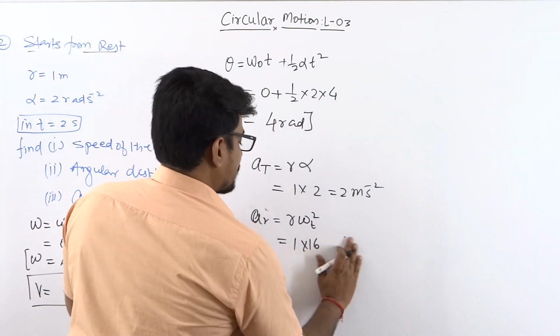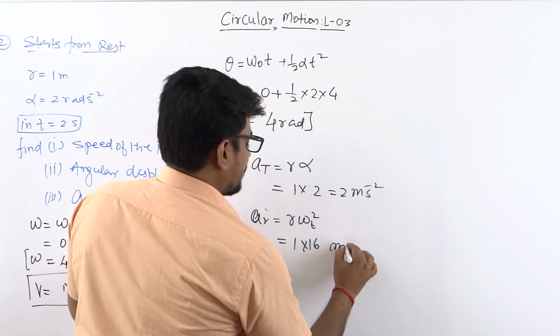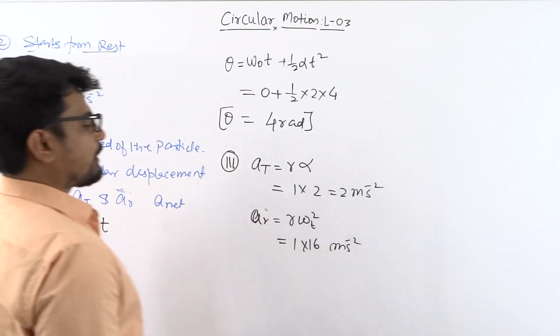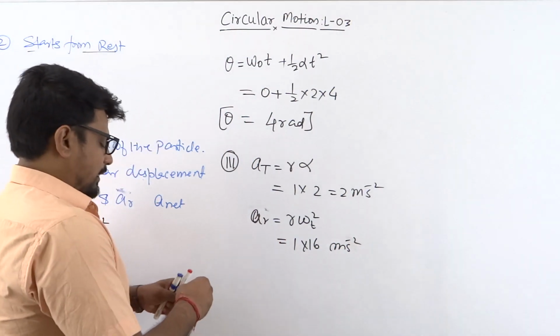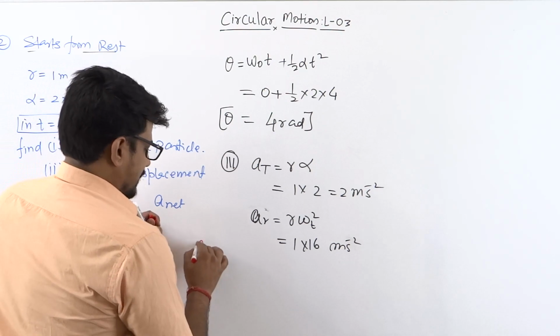Okay, again I'm using the same thing. It's going to be 16 meter per second square. r omega square is going. I'm sure कि आपको ये पता है ना, आपको ये पता है. नहीं तो फिर से देख लो एक बार, मैं पिछले क्लास में बताया था.